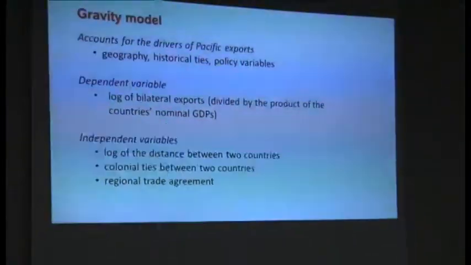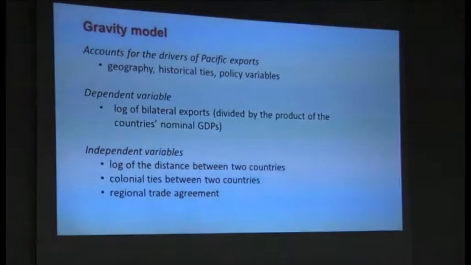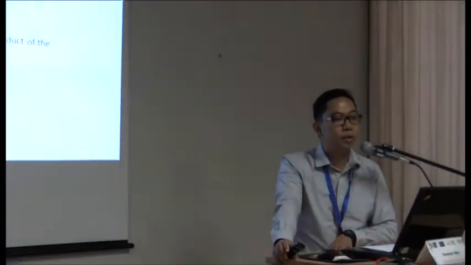The chapter on exports within this publication also estimated a gravity model. So very simply, a gravity model tries to explain what drives specific exports, using information on geography, historical ties, policy variables. In the beginning of the session, Manoj did mention distance, remoteness, historical ties, that's colonial ties, which in the result, we find to be important.